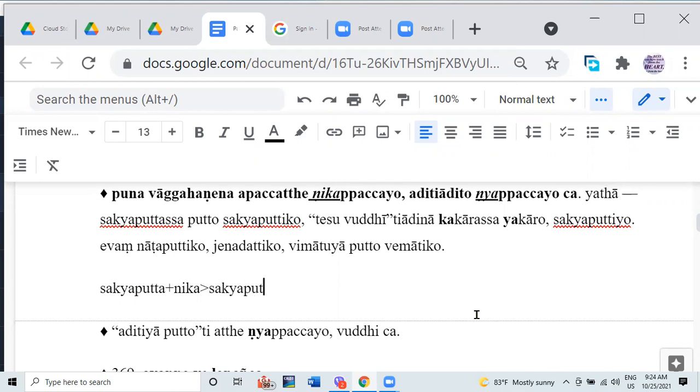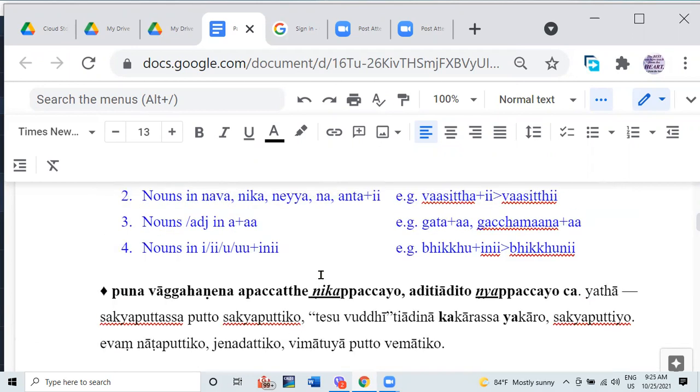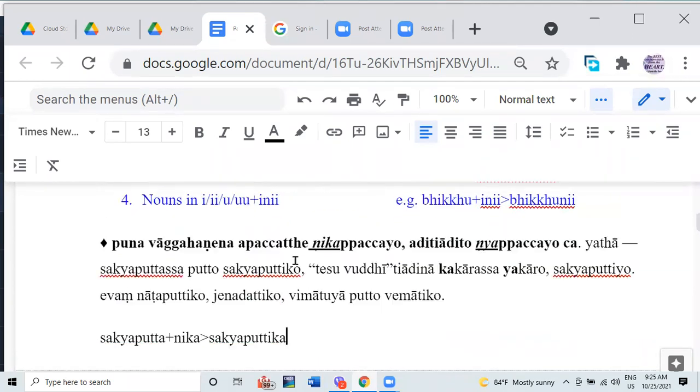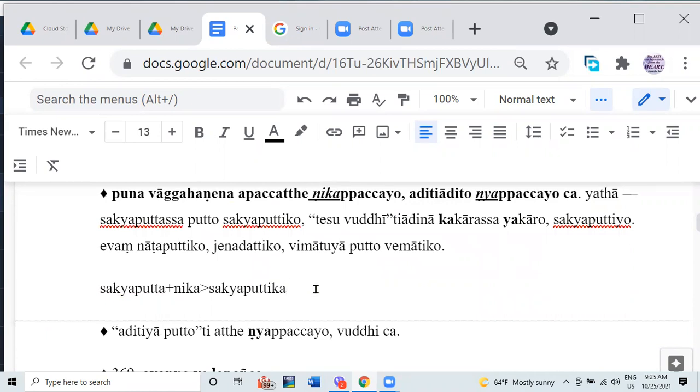Finally we have Sacha Buddhiga. Now the consonant is dropped. So the son of Sacha Buddha. Sacha Buddhi disappears by the original Sutta Adoniwa. By the word wa in the Sutta, at the time of the nika suffix, we have Sacha Buddhika.